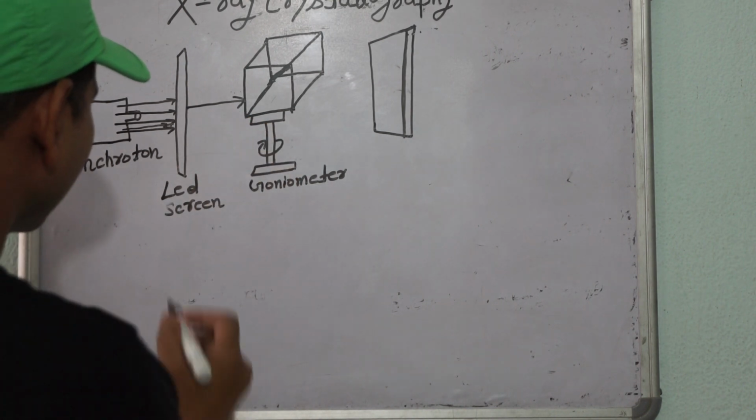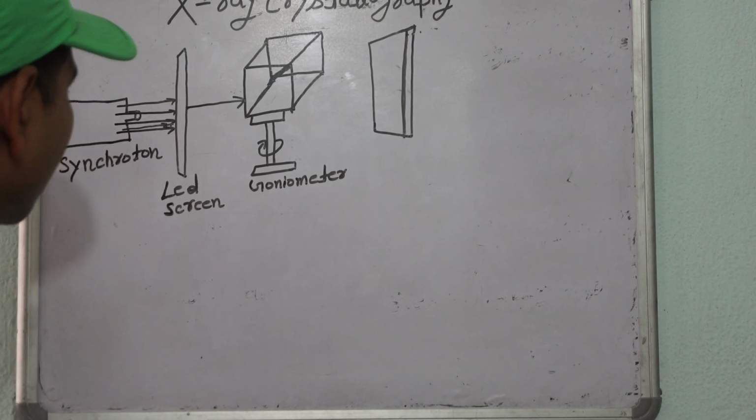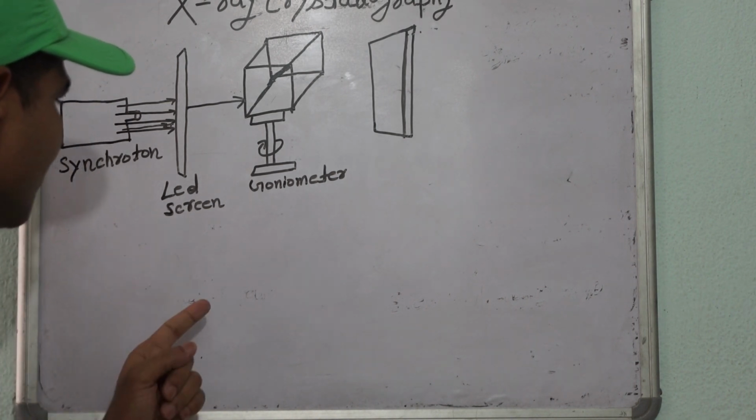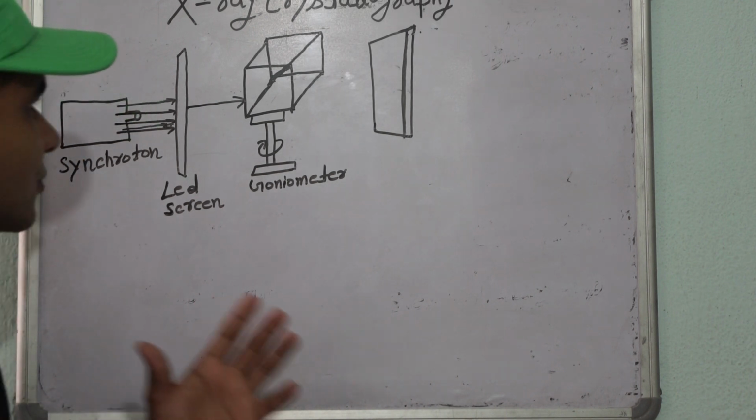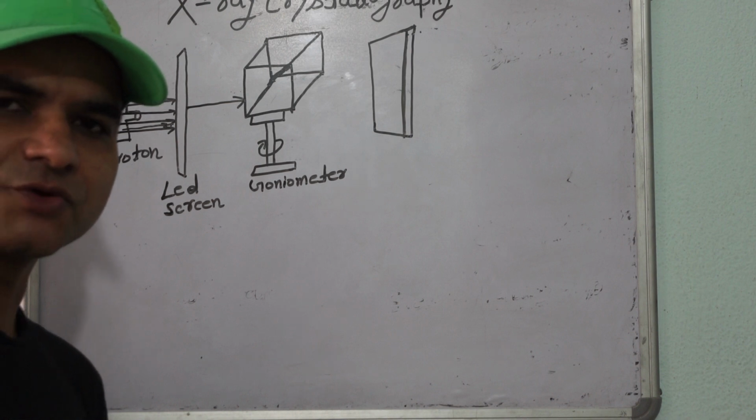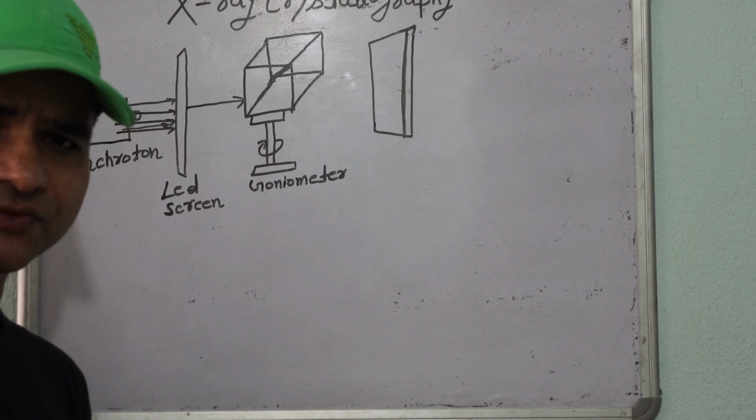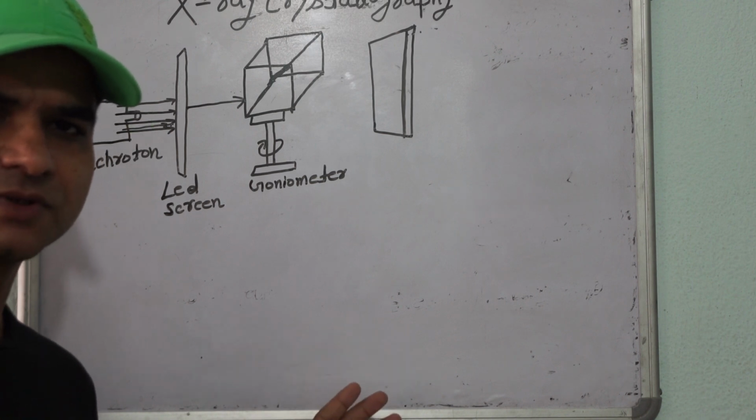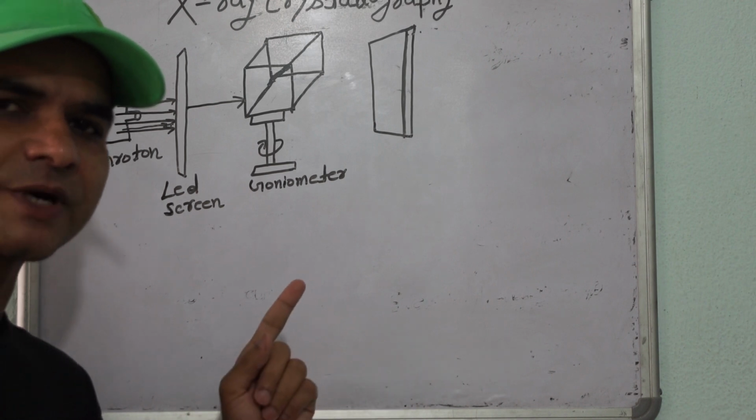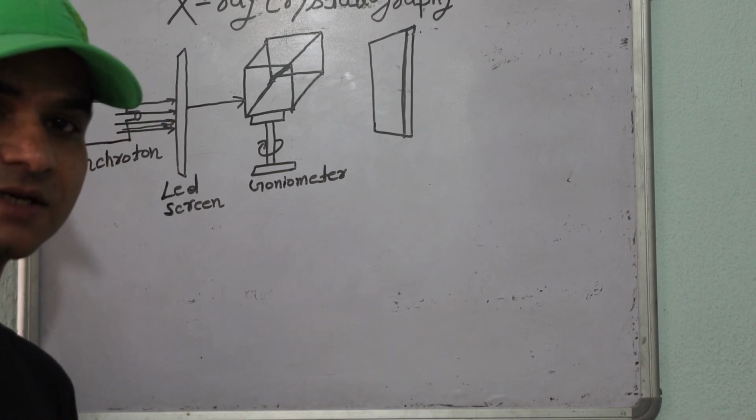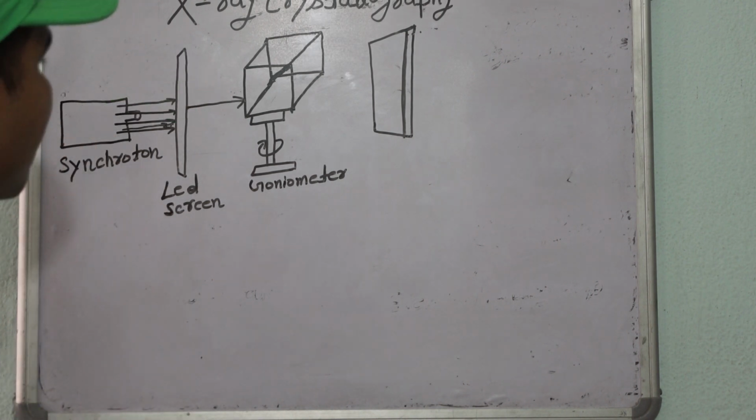Then I am going to tell you the reason why we have used the lead screen here. Actually, to do X-ray crystallography, we need a monochromatic beam. We don't need a polychromatic beam. So to select the monochromatic beam of X-ray, we have used the lead screen here. Now, next step.